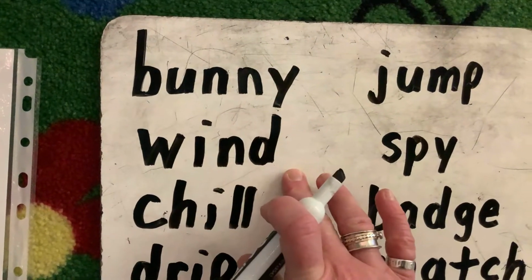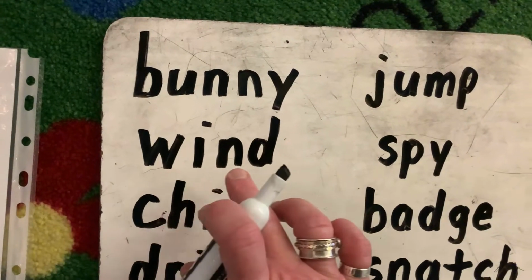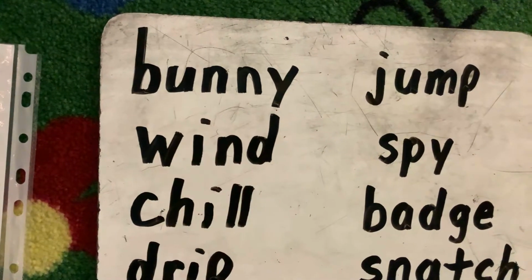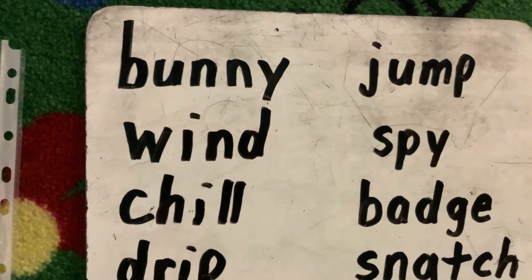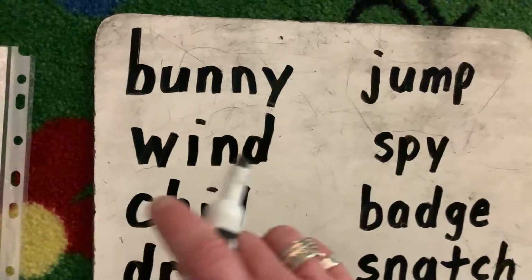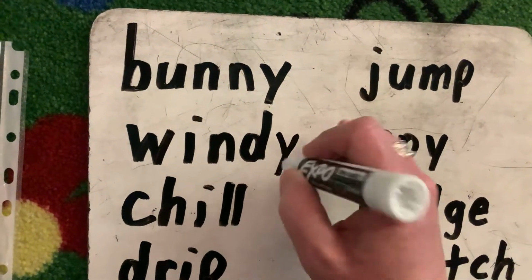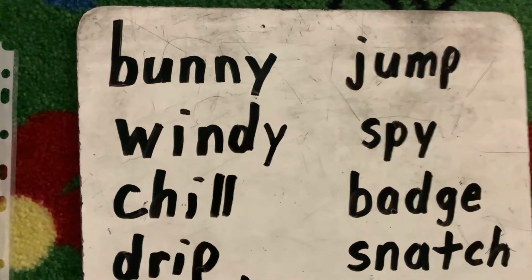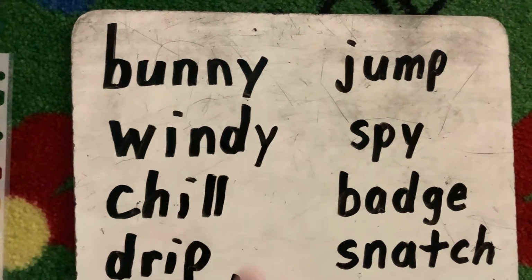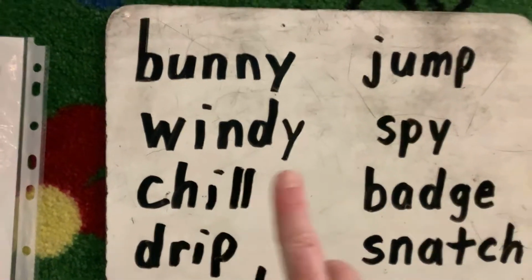Let's look at this first syllable, our ending blend, nd. Wind, it's a closed syllable, our I says I, wind. What if I wanted to turn it into windy? Wind, E, I'm not writing an E because now it's a vowel sound. Two vowel sounds, two-syllable word, windy. In a two-syllable word, Y says E, windy.